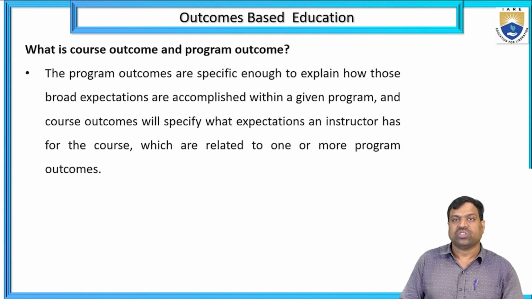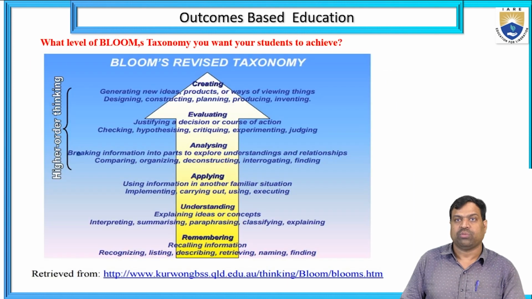What is course outcome and program outcome? Program outcomes are specific enough to explain how those broad expectations are accomplished within a given program, and course outcomes specify what expectations an instructor has for the course, which are related to one or more program outcomes. Okay, that is the difference between course outcome and program outcome.